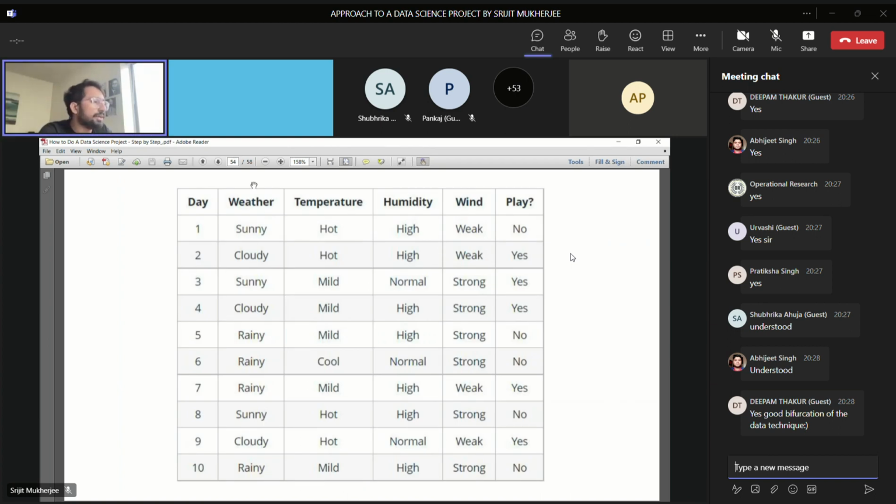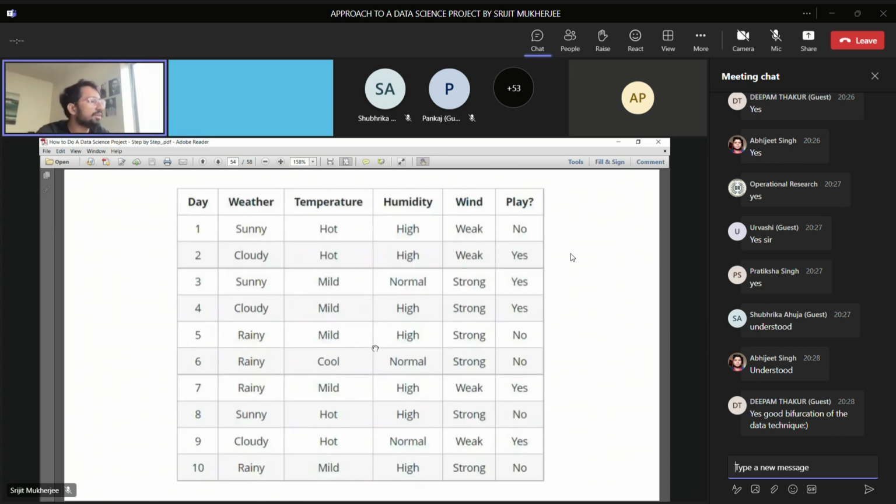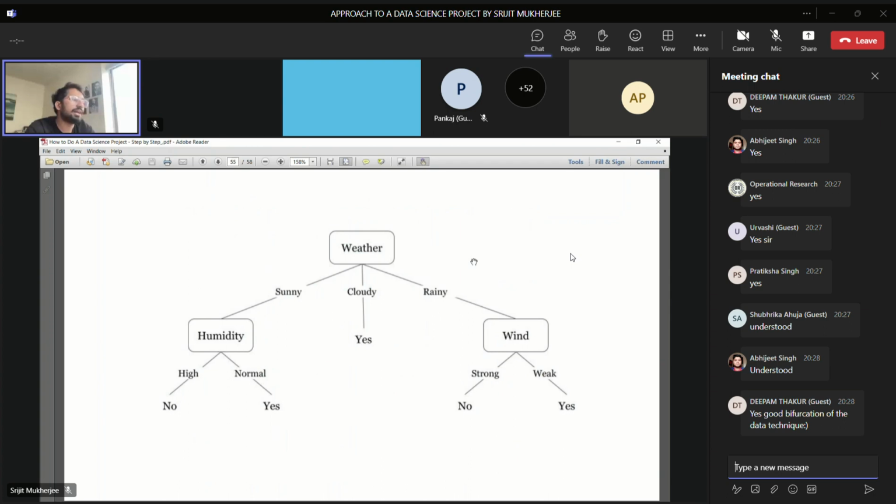Let's say these are the predictors: weather, temperature, humidity, and wind. This is a very important example found all over the internet. All these conditions are there, and your decision is whether to play. You have collected a data set over past days and you want to make a decision tree based on this. The decision tree will output something like this: if the weather is sunny, and if the weather is cloudy, yes, you can always play. If you see here, cloudy is always yes. Whenever it is cloudy, you can always play.